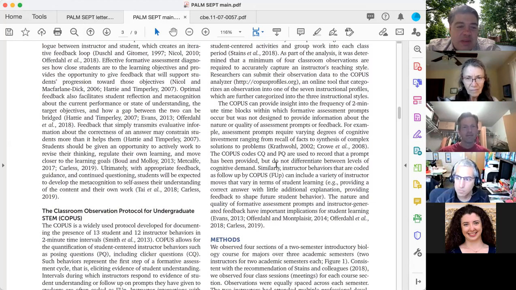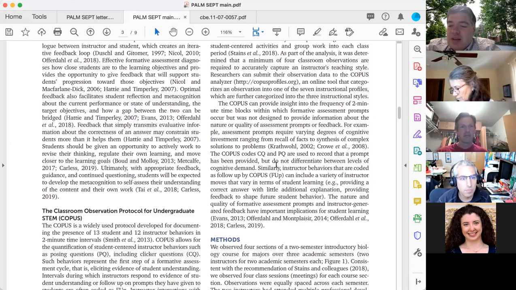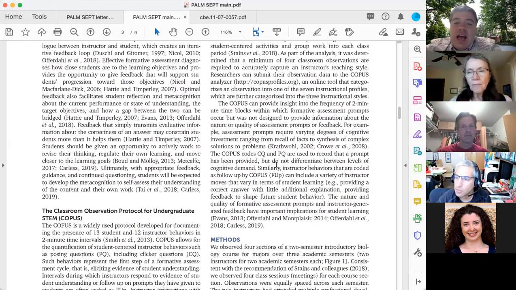So this paper tries to correlate ideas like this to COPUS and the idea of getting profiles. And I don't know if anyone's tried this, copusprofiles.org, of actually taking COPUS data, running it through an online tool and generating one of 7 different instructional profiles or 3 instructional styles. And you'll see that in this paper.